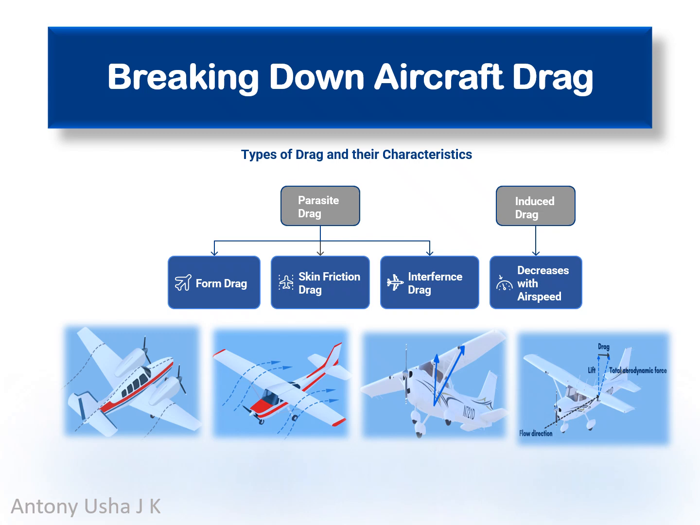Induced drag, on the other hand, is directly related to lift. It forms as a byproduct of the pressure difference above and below the wings. Interestingly, induced drag decreases as airspeed increases, while parasite drag increases with speed. So understanding these types of drag helps engineers and pilots minimize fuel usage and enhance aircraft efficiency.